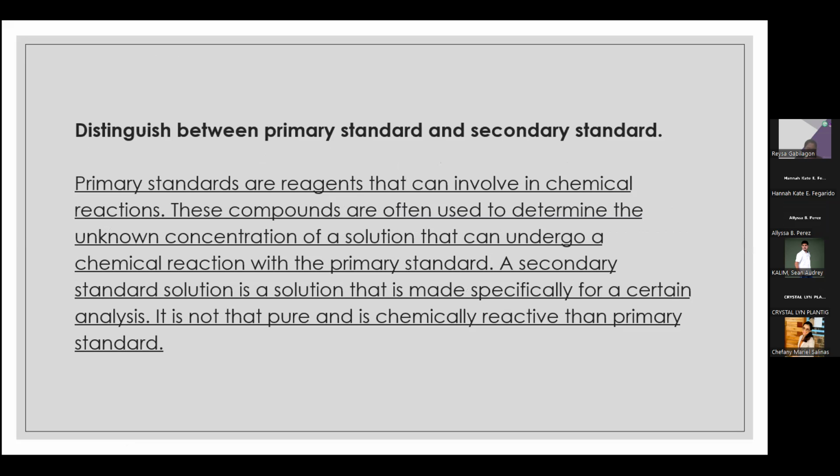Distinguish between primary standard and secondary standard. Primary standards are reagents that can be involved in chemical reactions. These compounds are often used to determine the unknown concentration of a solution that can undergo a chemical reaction with the primary standard. A secondary standard solution is a solution that is made specifically for a certain analysis. It is not as pure and is more chemically reactive than a primary standard.